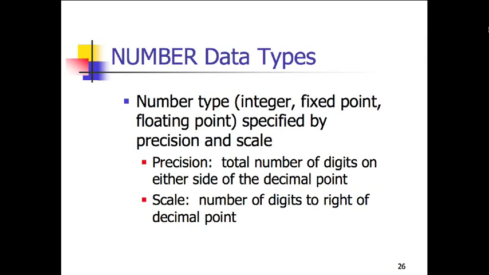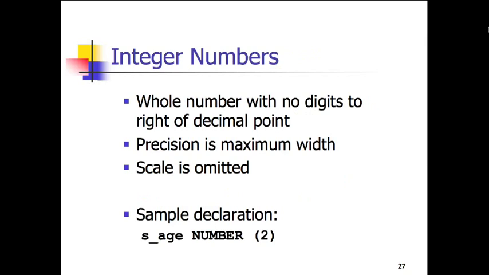So the precision is the total number of digits. The scale is the number of digits right of the decimal point. It's going to be one place out, two places out. For money, you know, two places out. We can actually come up with schemes for rounding, things of that nature. There are some rounding rules that are built in. And you're wondering, well, why do we care?